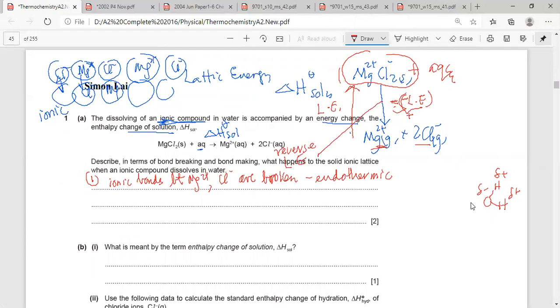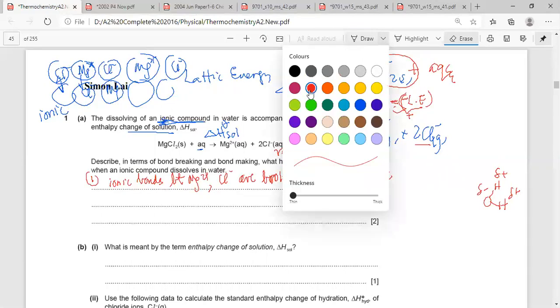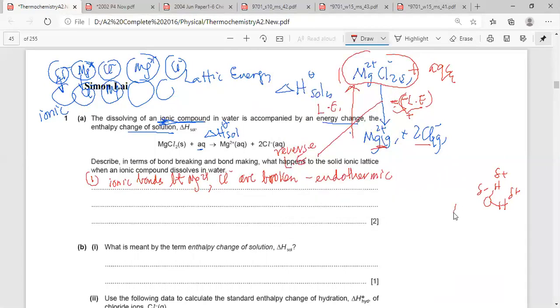So, this Mg2+ here. Okay, we put this on here. When the magnesium came out as an individual ion, positive here, the water will be attracted towards here, right? Polarizing. So what do you do?